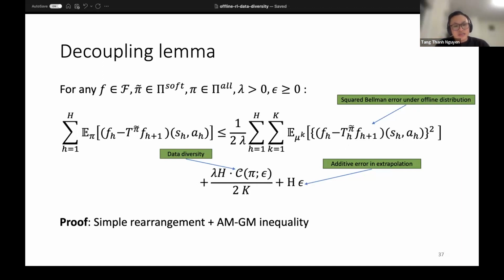So basically what it says is that the Bellman error on the left hand side has two sources. The first source is from the extrapolation because of the distribution shift, but the decoupling lemma handles that distribution shift by this inequality. Okay, so all the distribution shift will be taken care of by this data diversity quantity. And now what we care about is only to focus on the square Bellman error under the offline distribution mu. So the square Bellman error under mu is basically just the in-distribution error, which we can leverage some standard tools to control. So it decouples the extrapolation error or distribution shift error from the in-distribution error.